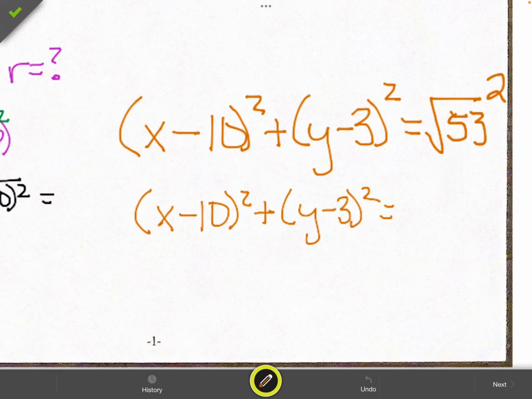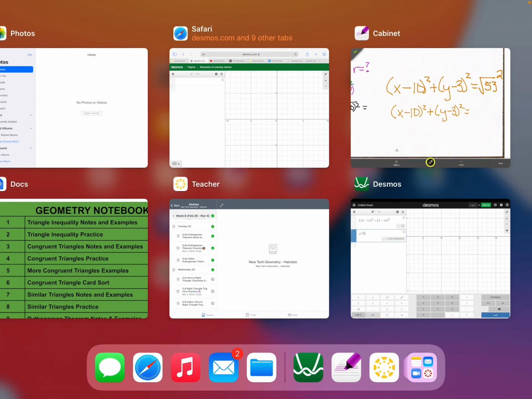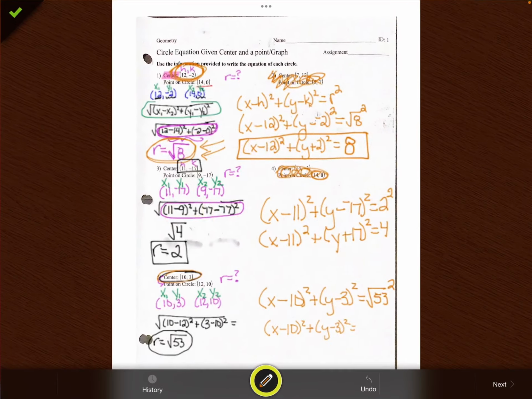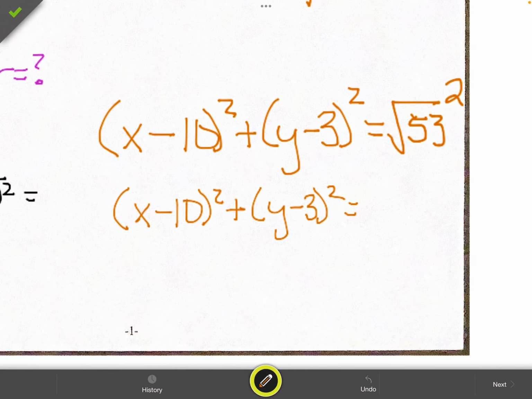Now, we've got to type in the square root of 53 squared, and if you pop back over here, if you still have it on your Desmos, just square it. And remember, the square undoes the square root. Okay. So our radius squared, our final answer is just the 53.